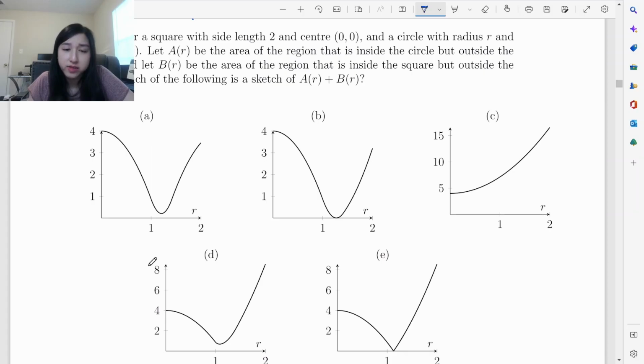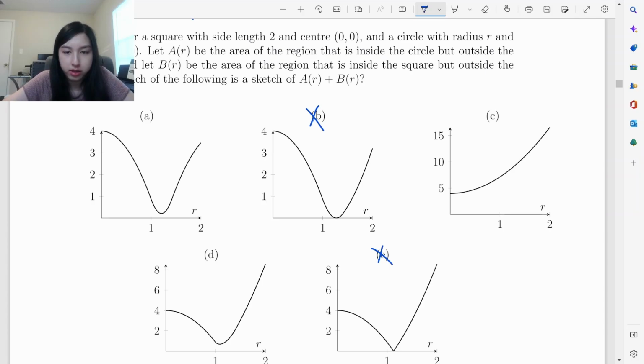Consider a square with side length 2 and center 0, 0, radius r, but do we know r? Oh, okay, it varies with r. A is inside the circle but outside the square, and B is inside the square but outside the circle, which is AR plus BR. Okay, first of all, the area can never be 0. We can't have 0 plus 0. It's not B and it's not E.